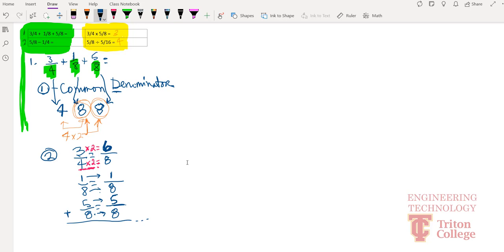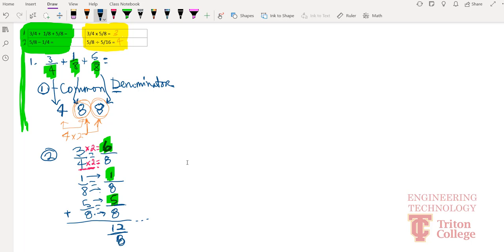So now, what you're adding is the 6 plus the 1 plus the 5. And that value, 5 plus 1 is 6, 6 plus 6 is 12, and that's why it's 12 over 8.